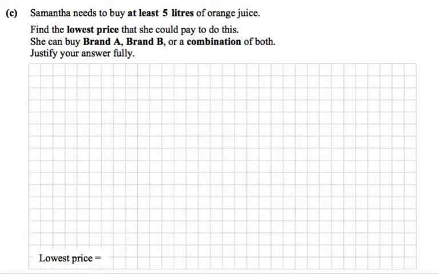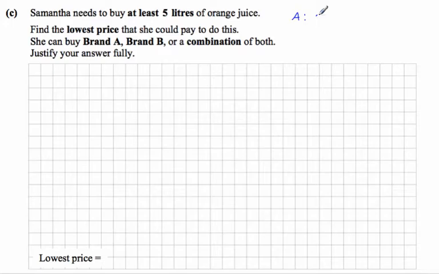Okay, moving on. Part C of the same question says, Samantha needs to buy at least 5 litres of orange juice. Find the lowest price that she could pay to do this. She can buy brand A, brand B, or a combination of both. And we have to justify our answer fully. So remember, brand A is only sold in 2 litre cartons.